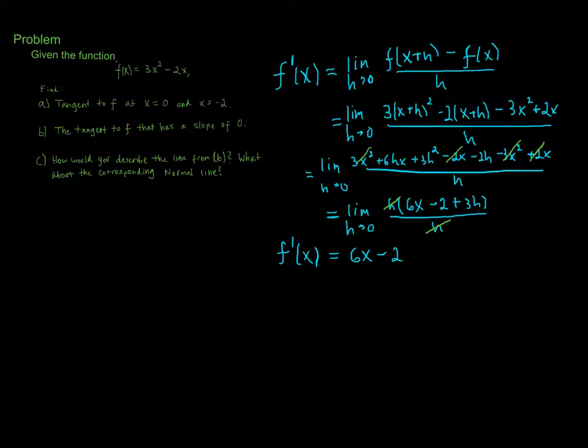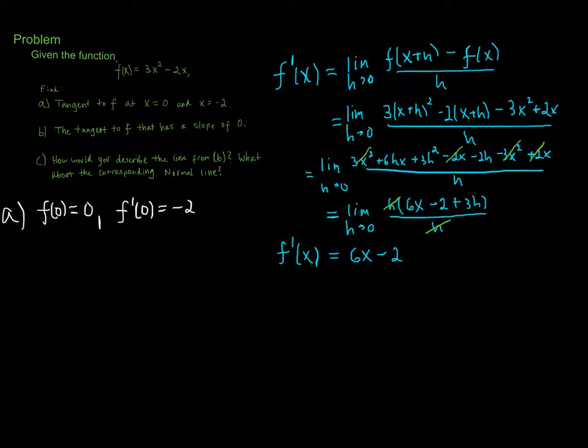Starting with part A, I want to find the tangent to f at x equals 0. First thing I need is the actual point when x equals 0, and that's pretty easy. f of 0 is 0 minus 0, or 0. And now I need the derivative. Well, the derivative at 0, f prime of 0, shouldn't be too hard either. 6 times 0 is 0, minus 2 is negative 2.